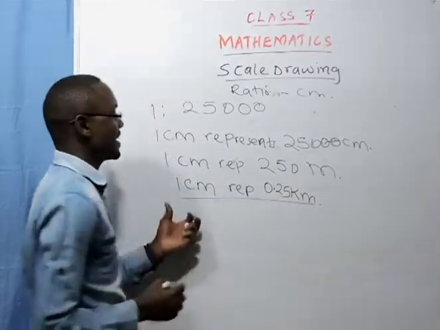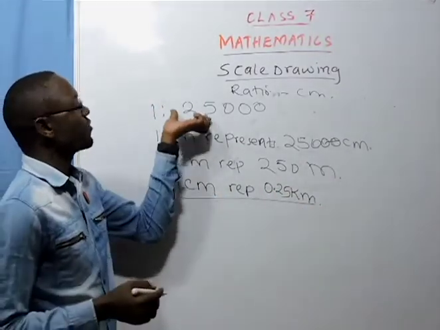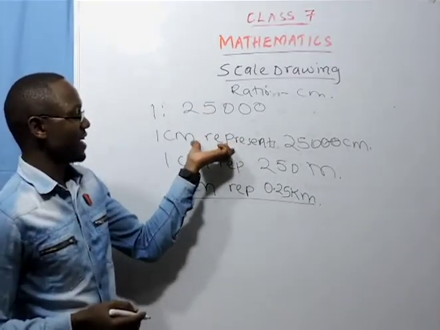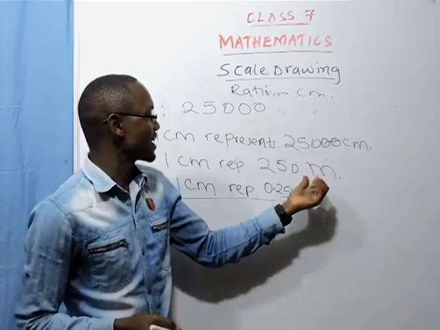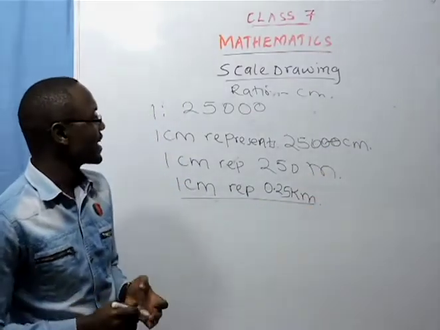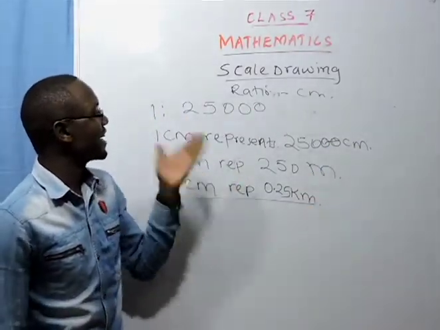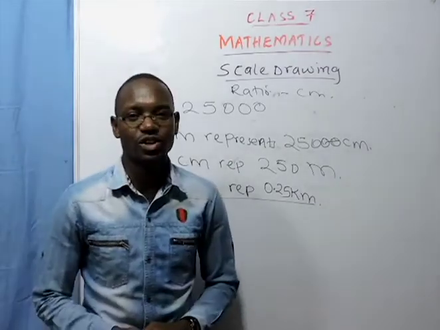That is now the scale in linear form. We've gone from ratio to linear scale. And we say we start from the smallest unit, then we go to meters, then to kilometers. So that is how we express scale in linear and in ratio form.